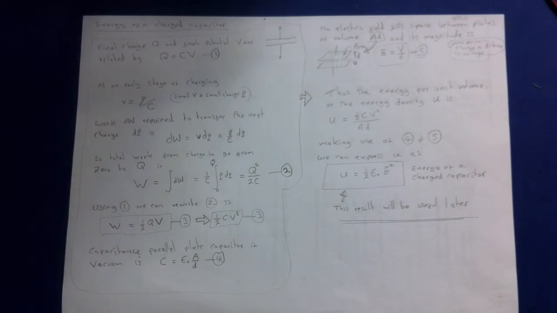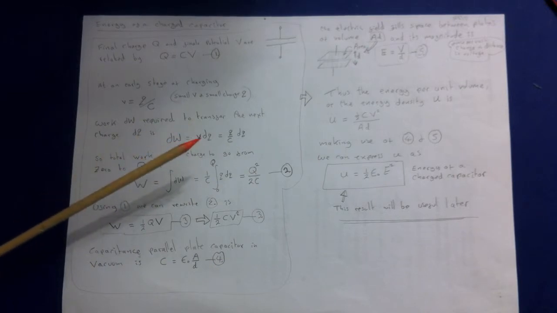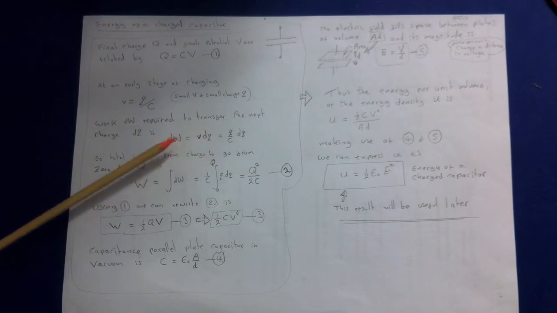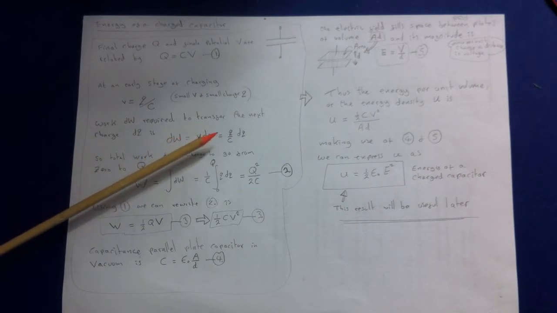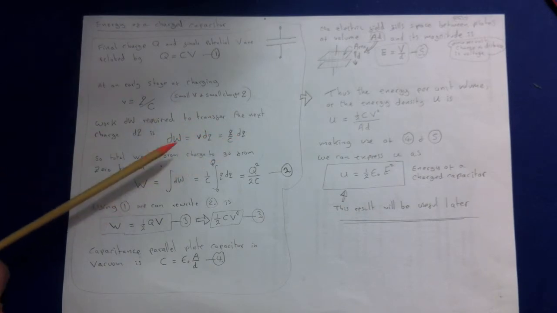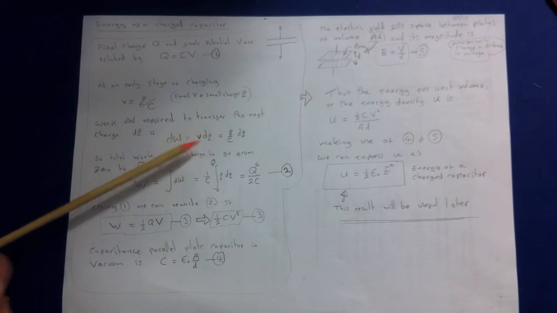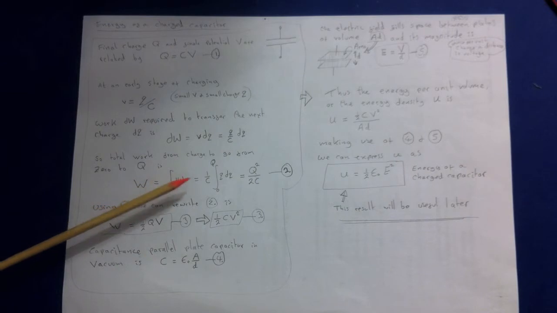The small amount of work done, dW, required to transfer the next amount of charge, dQ, is then dW = V dQ. We can replace V here, the small amount of voltage, by this term here, and we end up with the small amount of energy equals q over C dq. We can integrate this now to get the total work. Then we want to sum up all these little parts. So we sum them all up. If we integrate that, we get Q squared over 2.